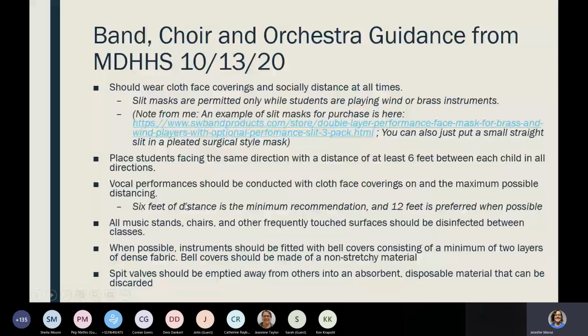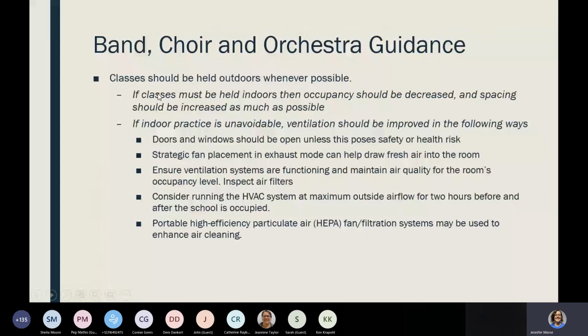Getting cold out now. Classes can be held indoors. Try to reduce the occupancy if you can and space the students, as was previously discussed. And when you can't avoid indoor practice, you should improve ventilation in the following ways.